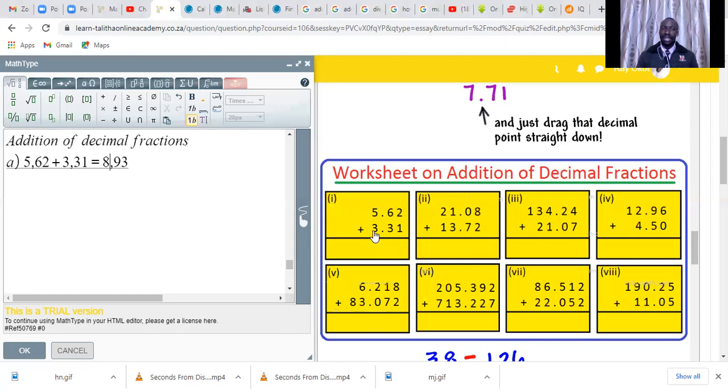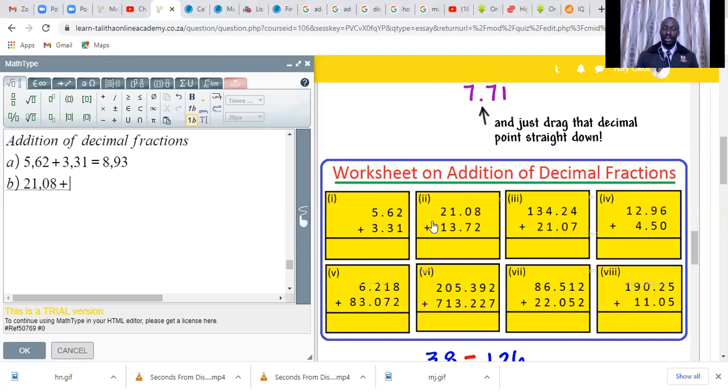Yes, just that. That is how we add when the fractions are already arranged for us. Okay, so in the next question, that is activity 1, part B, we are supposed to add, what are we adding? We're adding 21.08. We're adding this to 13.72.